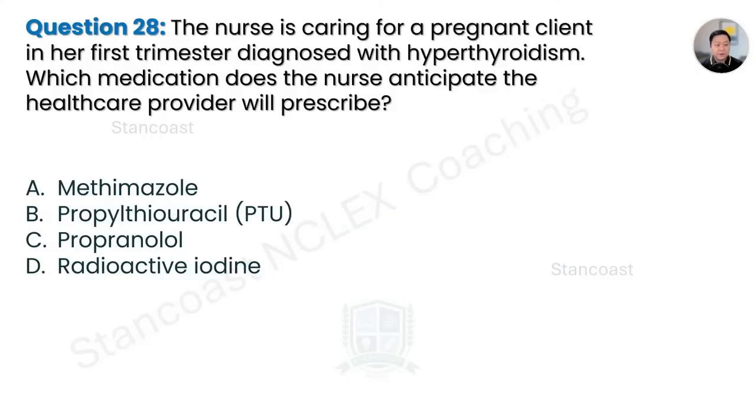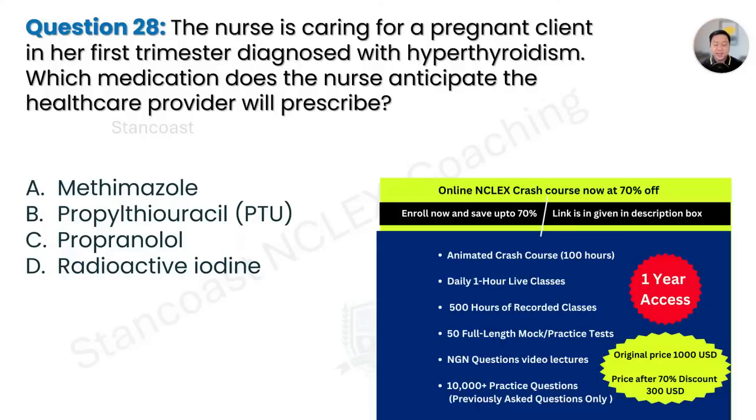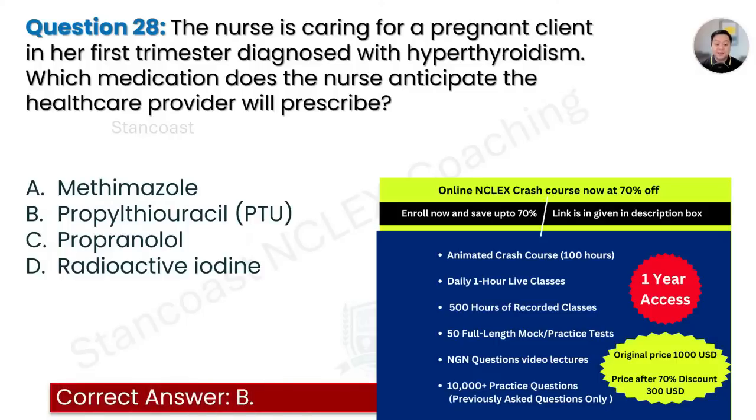The nurse is caring for a pregnant client in her first trimester diagnosed with hyperthyroidism. Which medication does the nurse anticipate the healthcare provider will prescribe? A. Methimazole. B. Propylthiouracil or PTU. C. Propranolol. D. Radioactive iodine. The answer is letter B.